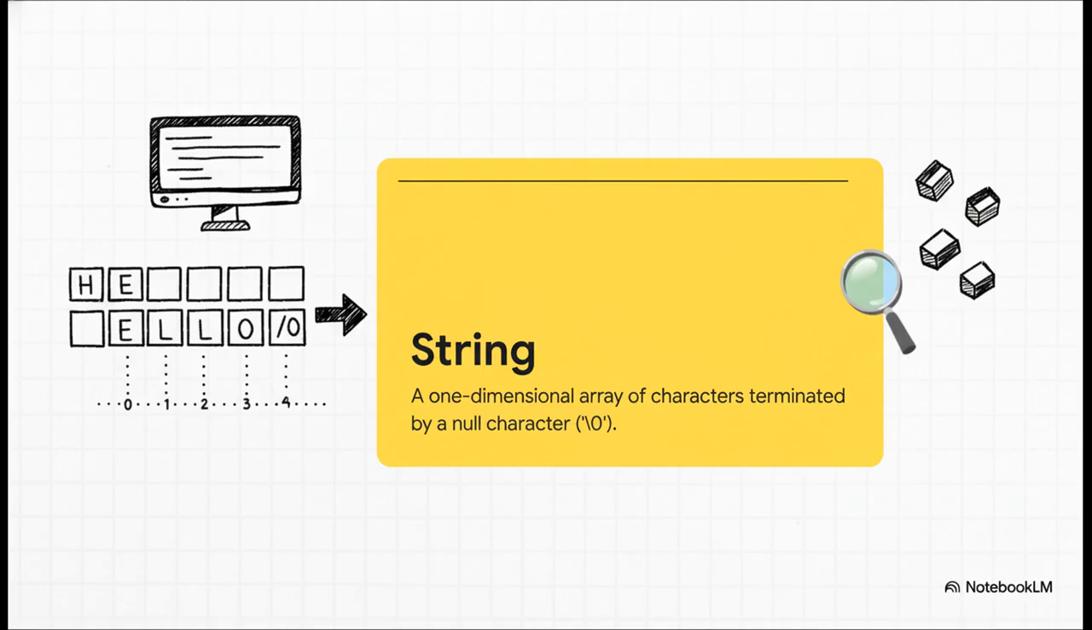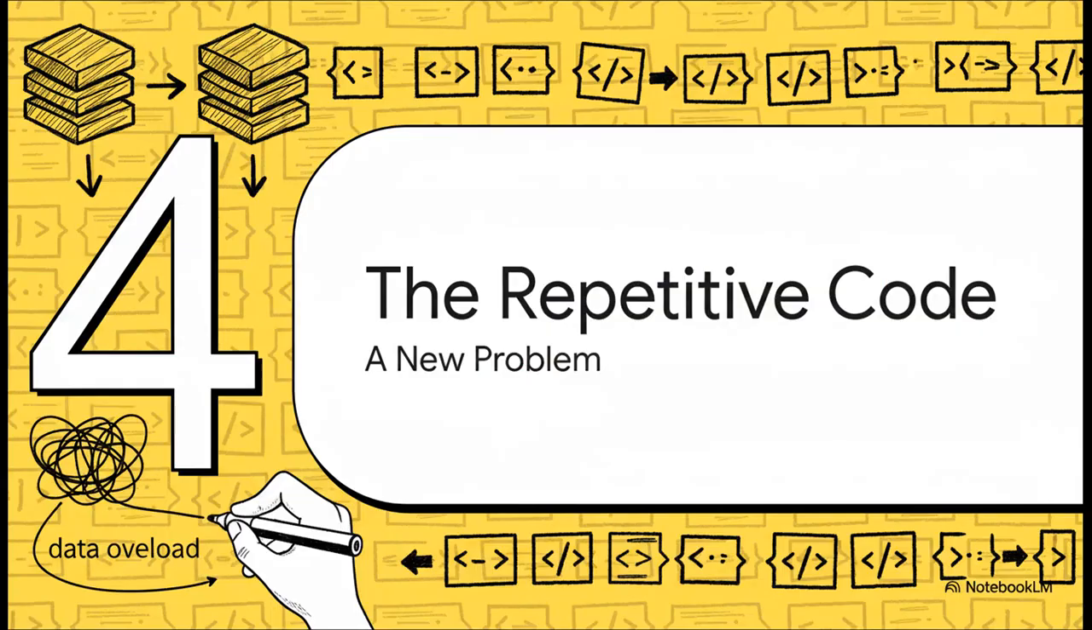It's just an array of characters. The only little trick is that C needs a way to know where the text ends. So it adds a tiny invisible stop sign at the end, a special character we call the null character. Okay, cool. Arrays have solved our data overload problem.